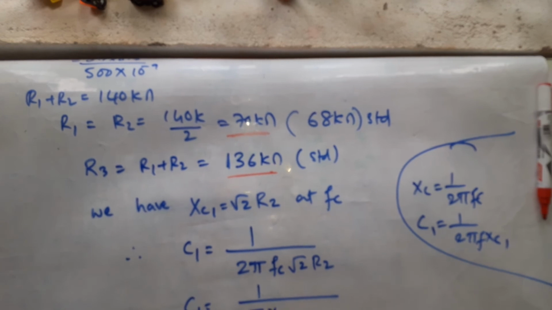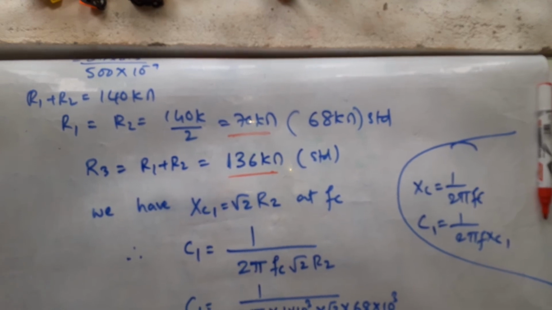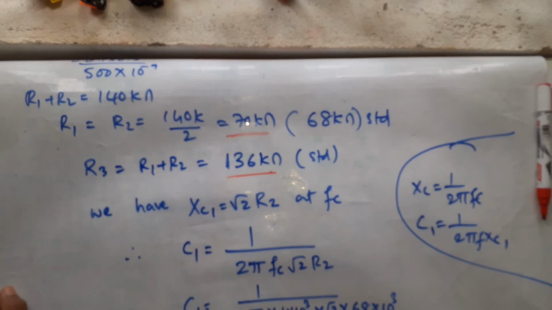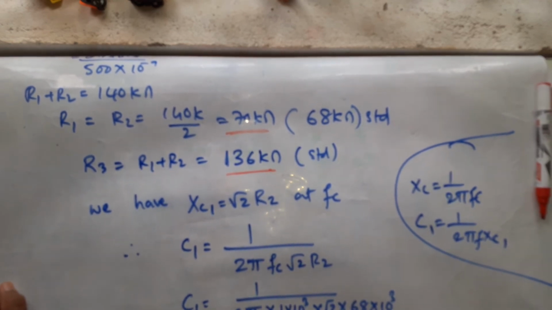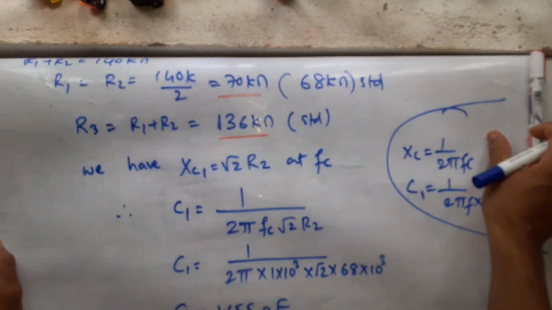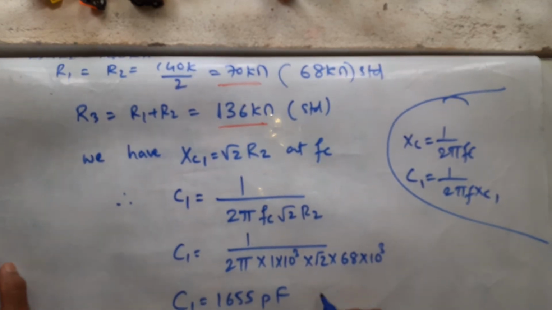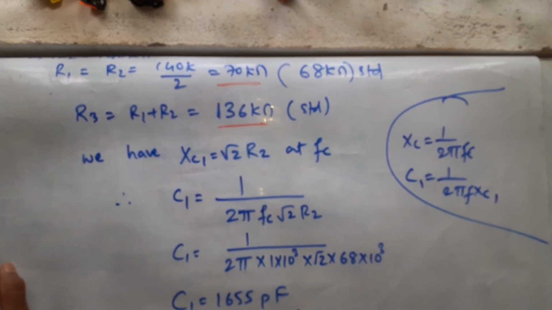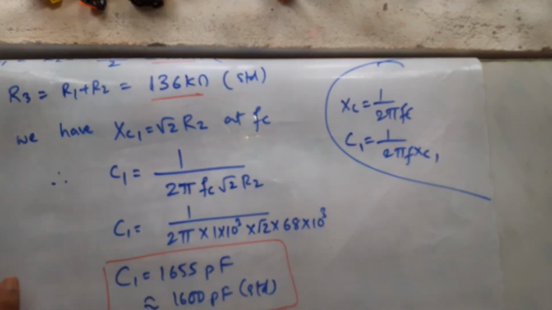2 pi, FC is 1 kilohertz, root 2, what is R2 value? We have decided 68 kilo. So this should give you 1655 picofarad. Around 1600 may be available as standard, right? So this should be your C1 value. What about C2?